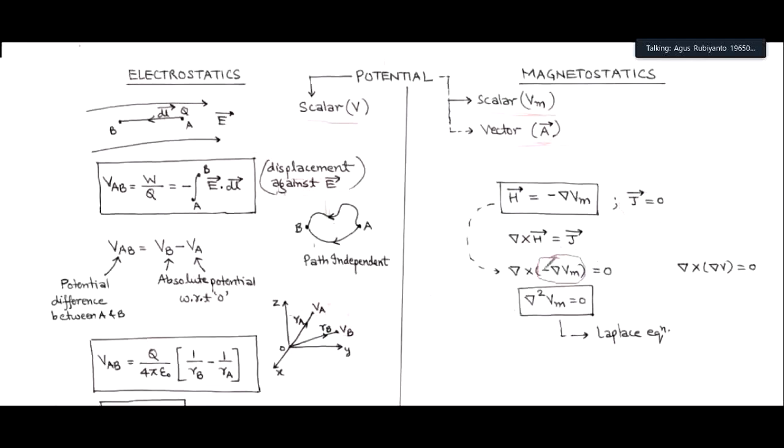And here we consider a vector identity, that is a curl of gradient of a scalar is always equal to 0. So here the curl of minus gradient of V suffix m is also equal to 0 by using the vector identity, and from here we get a Laplace equation, that is del square V suffix m equals 0. So we can say that in case of magnetic scalar potential, Laplace equation is satisfied.